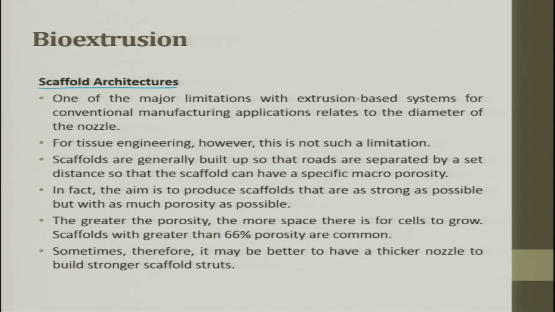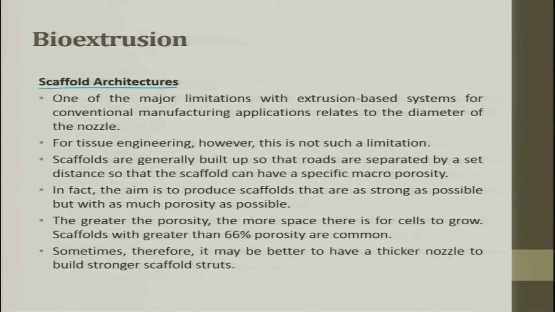Scaffold architecture is another big challenge. When we talk about rapid manufacturing using these processes in biology, scaffold architecture is a big challenge. One of the major limitations with extrusion based systems for conventional manufacturing applications relates to the diameter of the nozzle, because the nozzle diameter is directly proportional to the road which is made. Since it is viscoelastic, it is directly proportional to the width of the road.